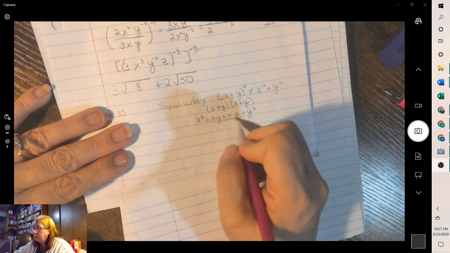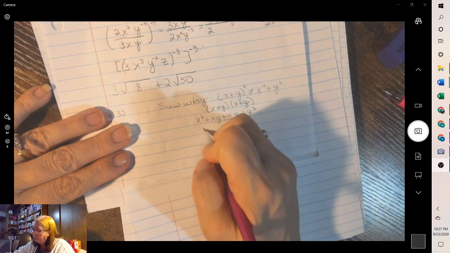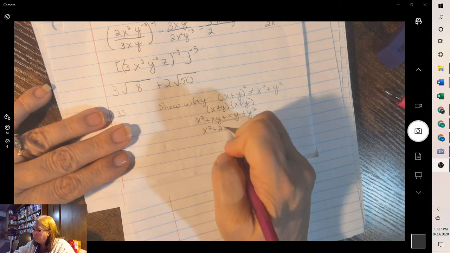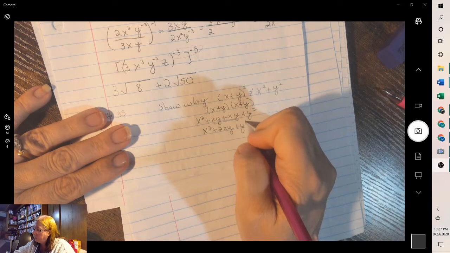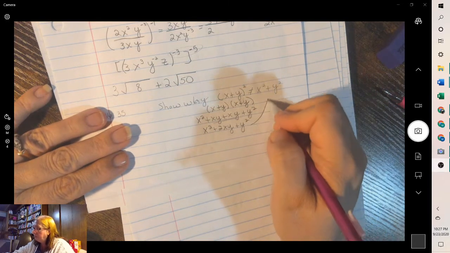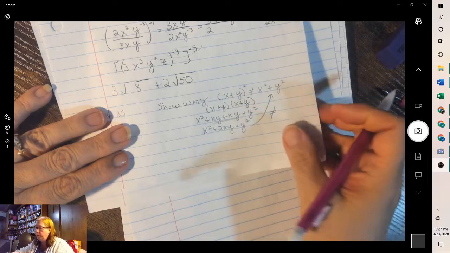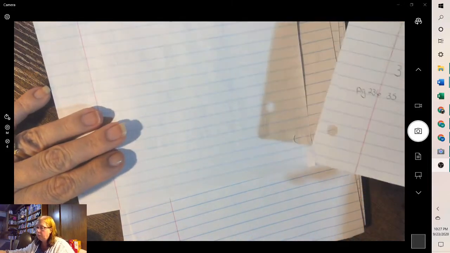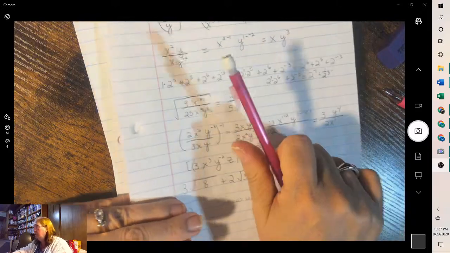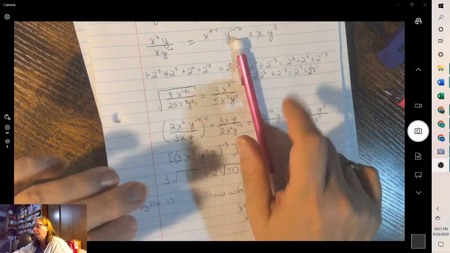These aren't canceling. Those are like terms that we add. X squared plus 2xy plus y squared. So this is not this. So you want to be careful of that. And that's everything for those two sections.